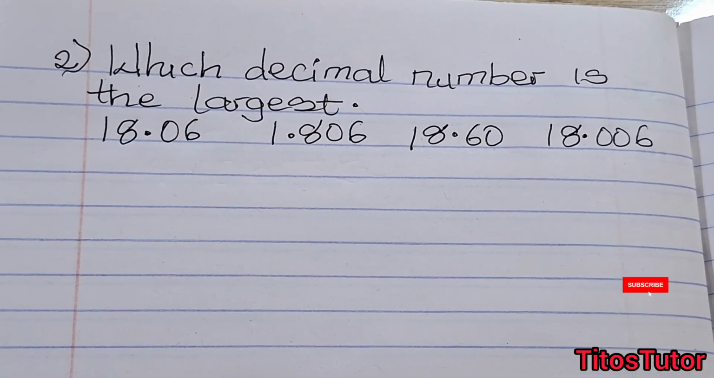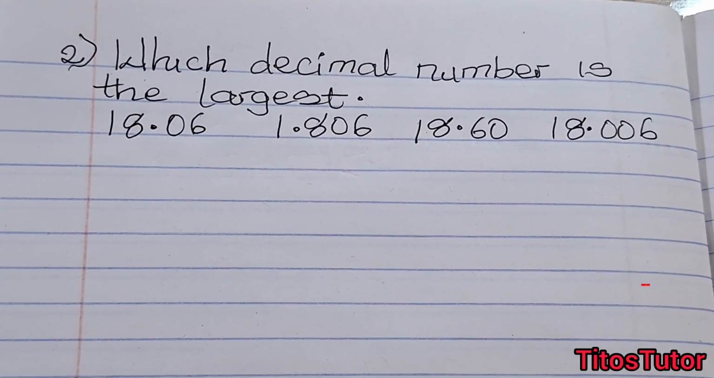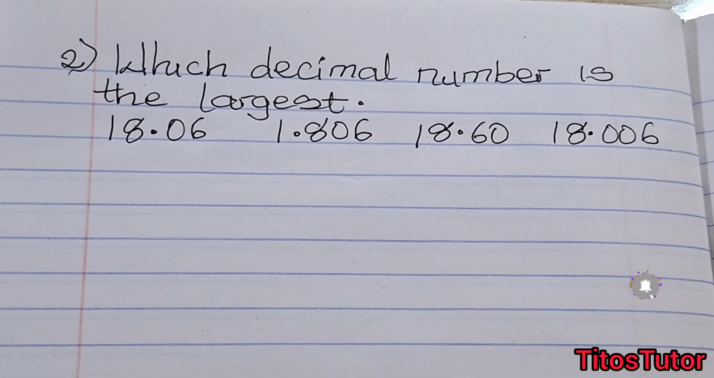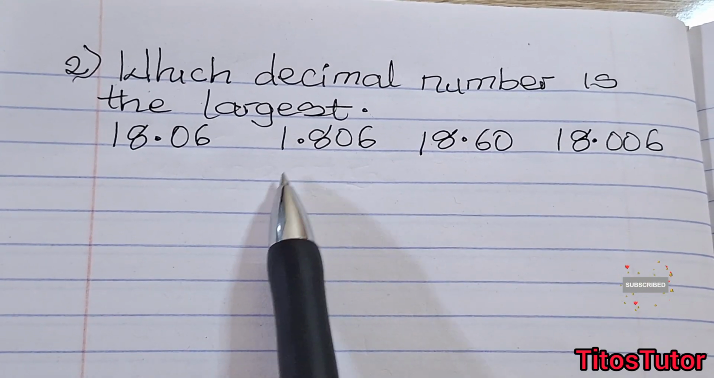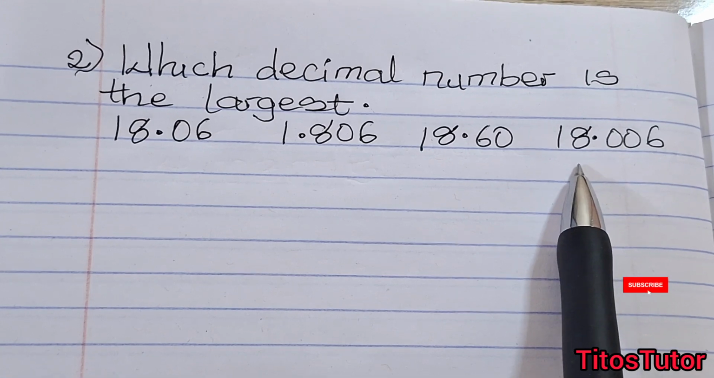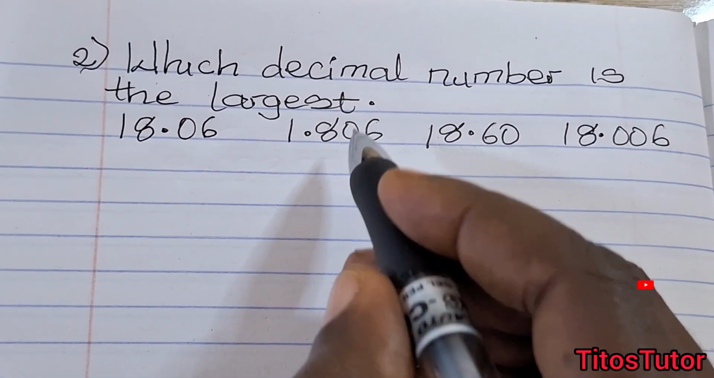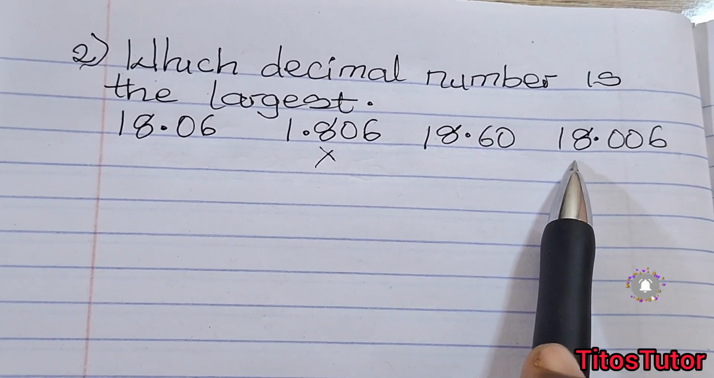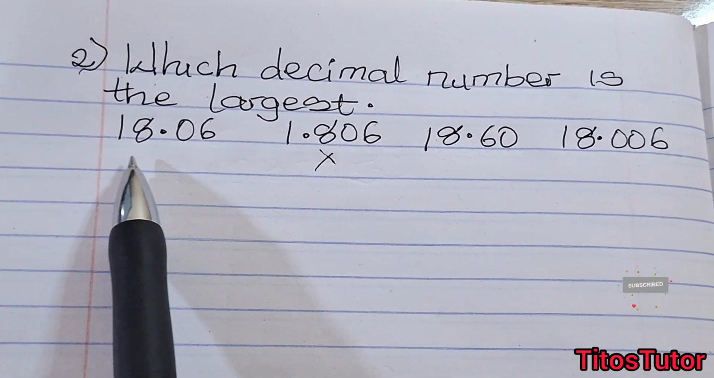Here is question 2. Which decimal number is the largest? We have 4 decimal numbers here. We are asked to find which one is the largest. First decimal number, 18.06, 1.806, 18.60, 18.006. You can see 1 point is out of it. It has to be the 18, and the 18, right? Because 1 is definitely smaller than 18.